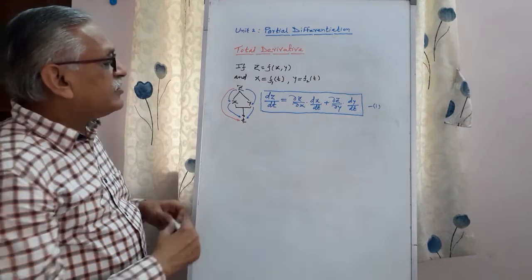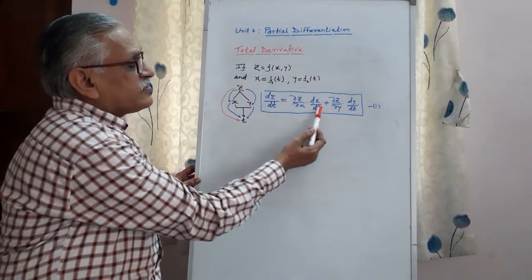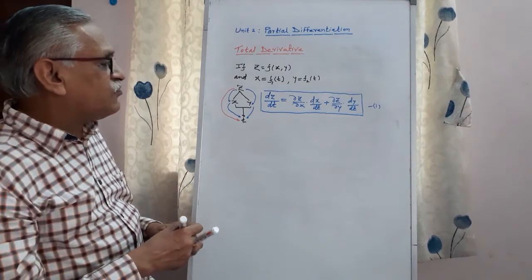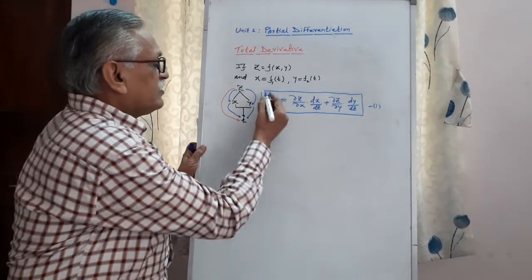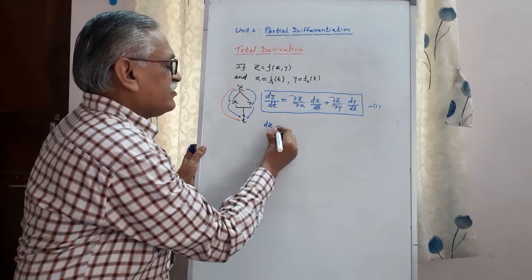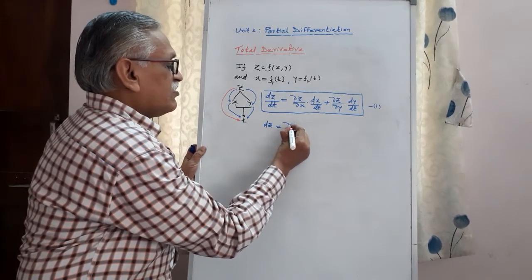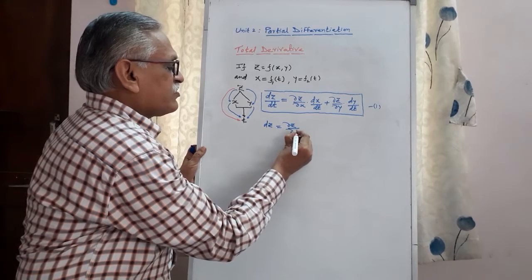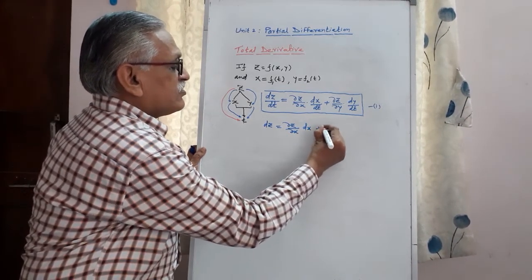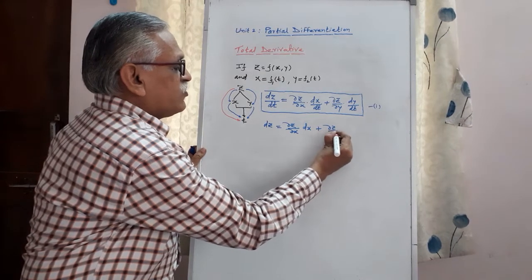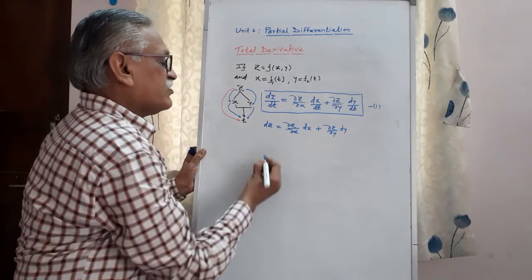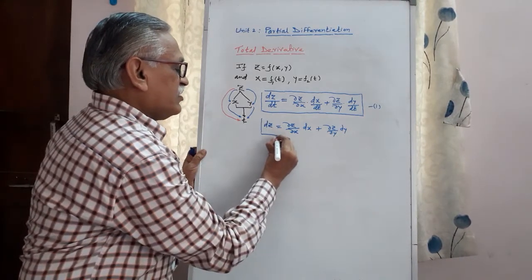If we cancel this dt throughout, we have another form. We get the total derivative dz as dou z by dou x into dx plus dou z by dou y into dy. This is equation number 2.